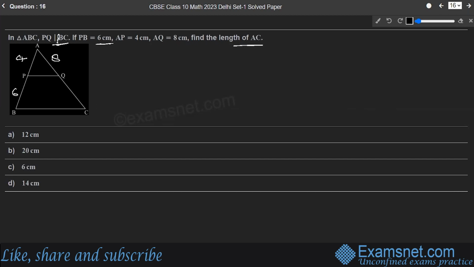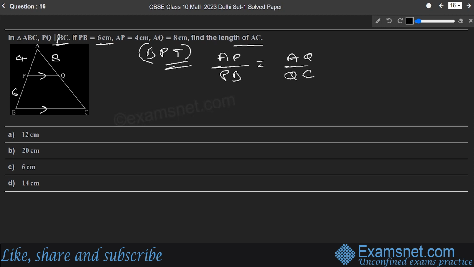Okay, so now as you see, PQ is parallel to BC. So if in a triangle, the line joining the two sides of a triangle is parallel to the third side, then the two triangles created are also similar to each other. This is nothing but the basic proportionality theorem, which says that the two triangles are similar to each other. That means AP by PB is equal to AQ by QC by using the basic proportionality theorem.